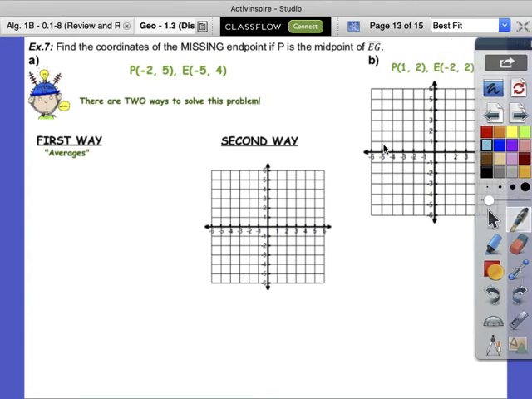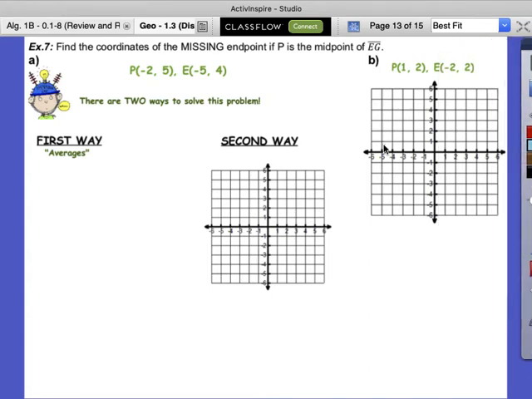So on example 7, we're going to find the coordinates of the missing endpoint. Here, we're told P is the midpoint of segment EG. So we're given a midpoint, and we're given an endpoint, but we're missing the other endpoint. Before, we had both endpoints and found the midpoint. Here we're going the other direction. We have one endpoint and the midpoint. We need where the other one is.